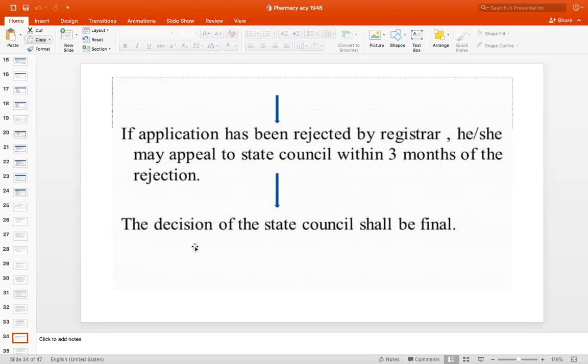But you have time of 3 months. Whatever the correction or whatever document is missing, you can always take it back, and within 3 months you can appeal again. And now the decision is taken by the state council, which is final. First it was under the registrar. He will check within his control. If he can do something, he will do. Otherwise, once it goes to the state council, it is their decision.